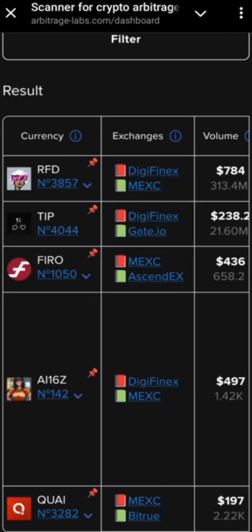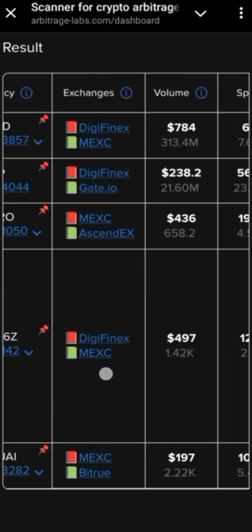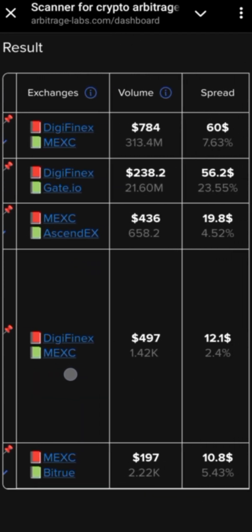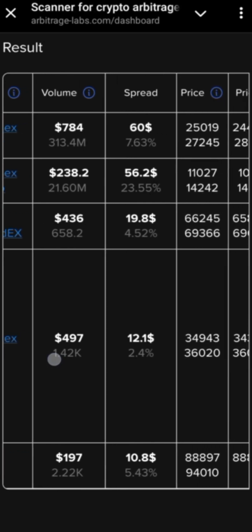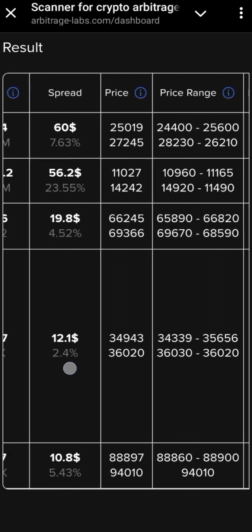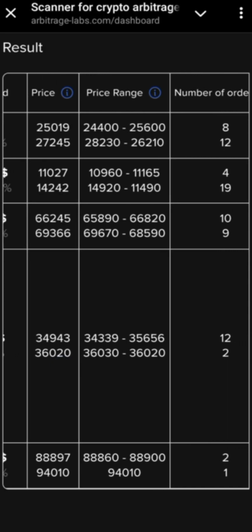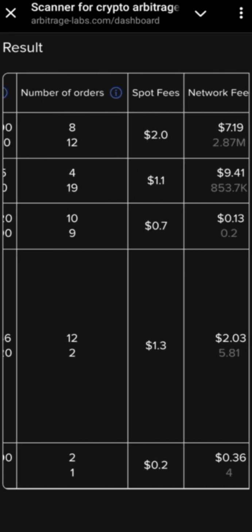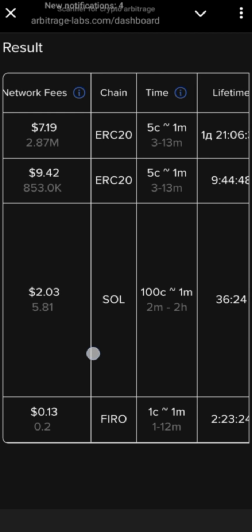Now the exciting part, real-time arbitrage opportunities: coin to trade, recommended exchanges, required trade volume, average purchase price, number of orders, exchange and network fees, transfer network, average transfer time, opportunity duration.